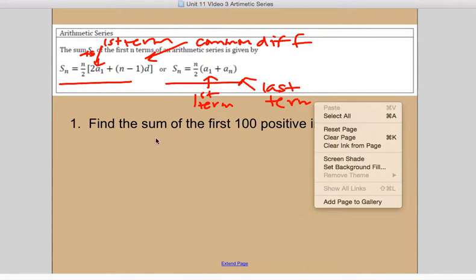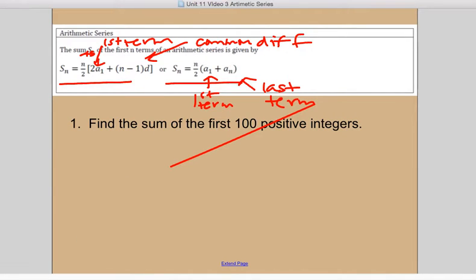So we have 2 equations here. Each of them uses something a little bit different. This one uses the difference, this one uses the last term. So it just depends on what you have available to you in order to solve the problem. Okay, I will tell you you're going to need to know these 2 formulas for your upcoming quiz. Okay, so let's look at example 1.